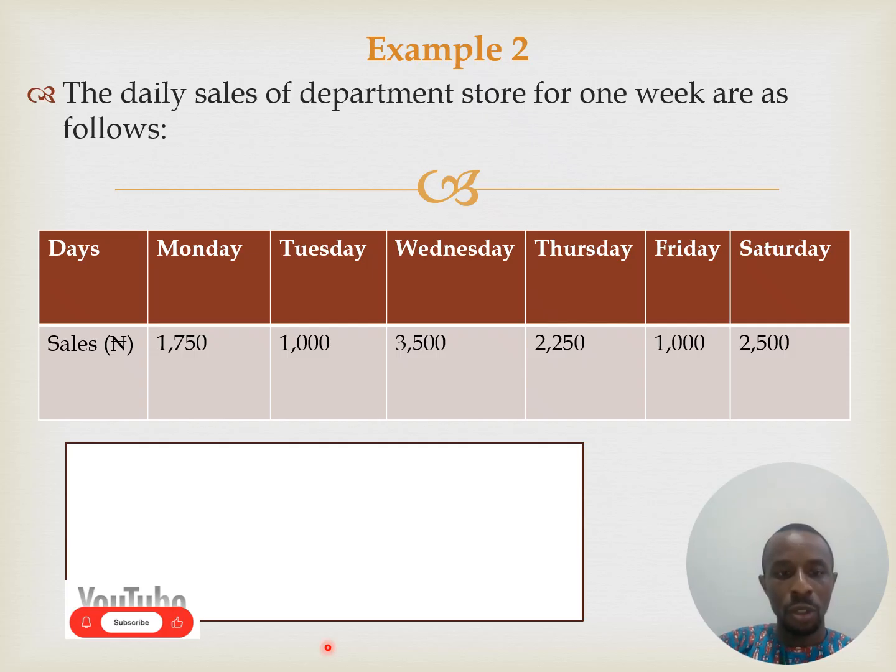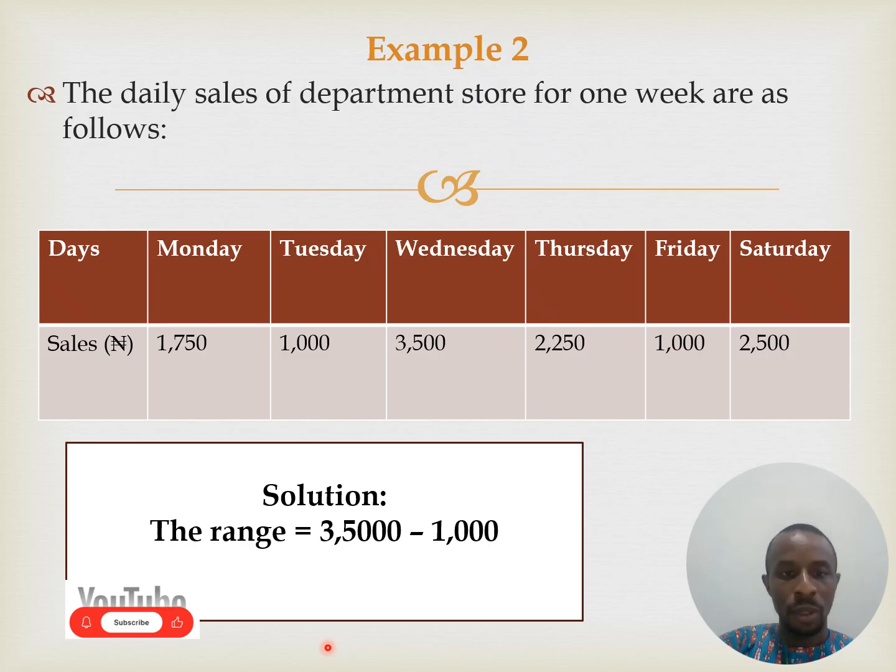Alright, see the solution here. So the range is 3,500, that's the maximum sales, 3,500 naira, that's from Wednesday, minus 1,000 naira, that's the minimum. That will give us 2,500 naira.